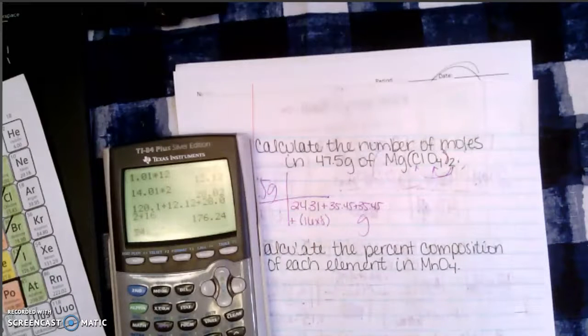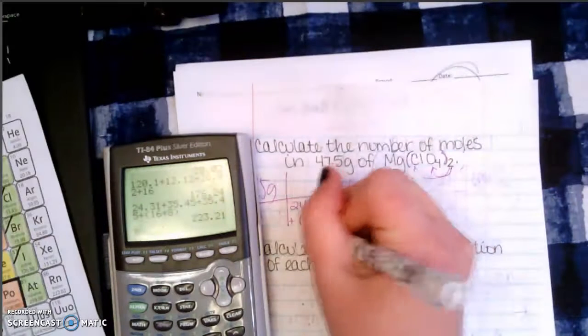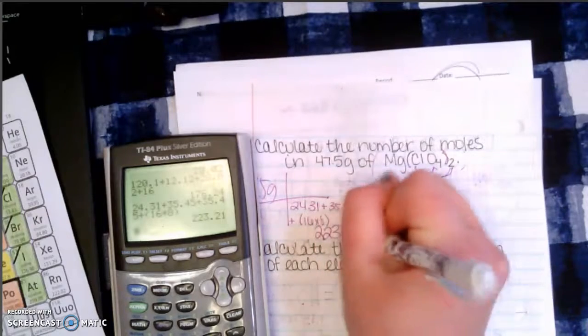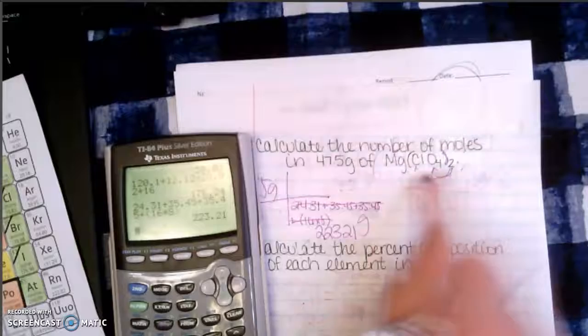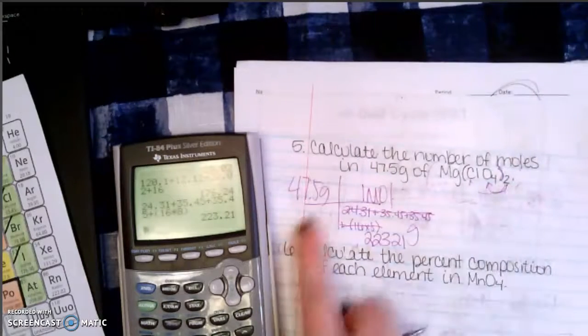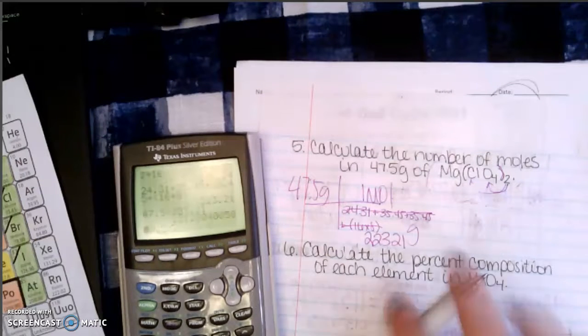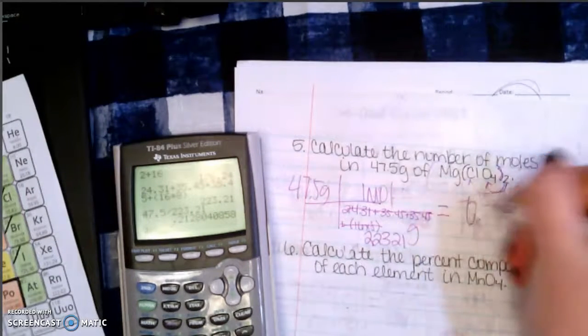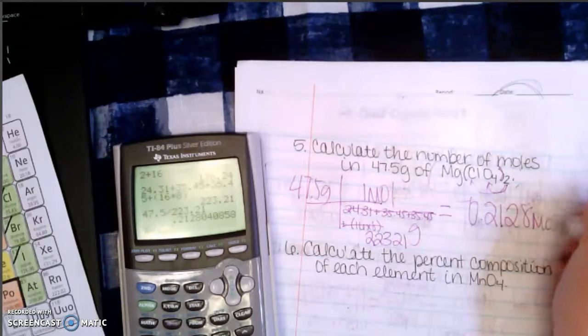So let's go ahead and start finding that out. So I've got 24.31 plus 35.45 twice plus 16 times 8. So 223.21 grams is how much 1 mole of this weighs. Okay, so I'm going to take 47.5 and divide it by 223.21, and that gives me 0.2128 moles.